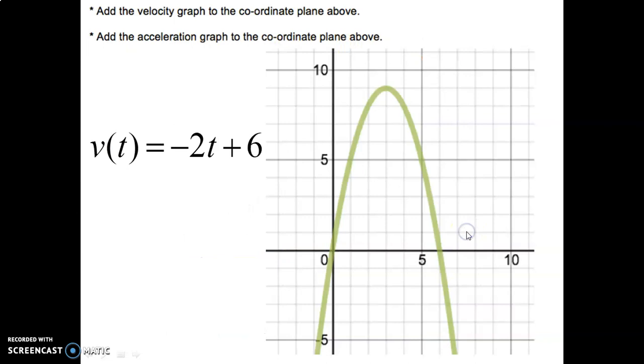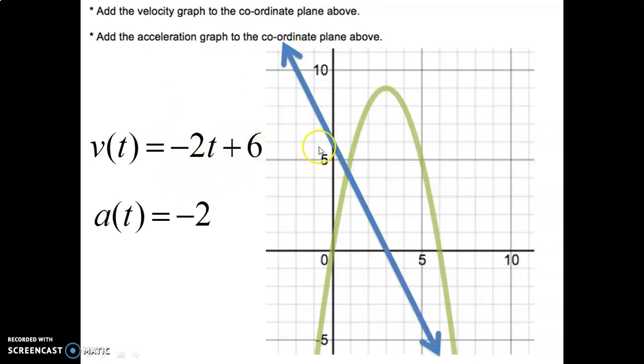Okay, so let's see that. Let's draw our velocity graph on here. You have this function. You should be able to graph a linear function. Let's draw it. Okay, and our acceleration. So velocity has a y-intercept of 6 and a slope of negative 2. So here's that line. And then acceleration is this equation, negative 2. So it's just a horizontal line at negative 2.